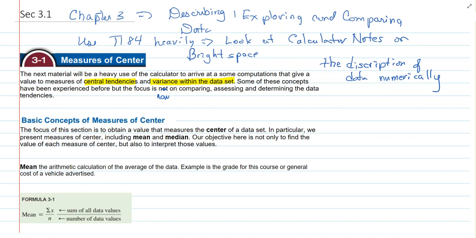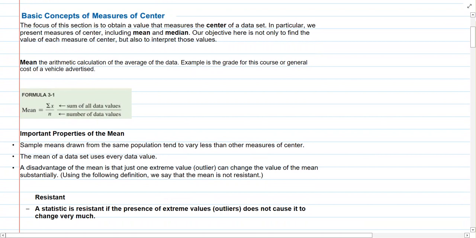In particular, we present measures of the center, including mean and median. Our objective is not only to find the value of each measure of center, but also to interpret. Well, let's start with mean. Mean is the arithmetic calculation of the average of the data. Examples are a grade for the course or the general cost of a vehicle and what the average is. And then you add other features that change it slightly.